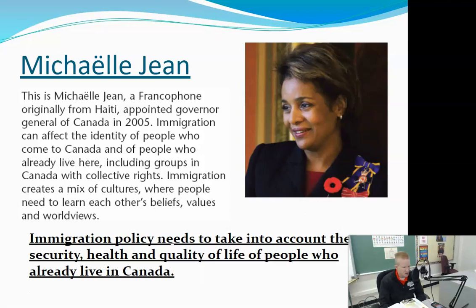Immigration can affect the identity of people who come to Canada and of people who already live here, including groups in Canada with collective rights. Immigration creates a mix of cultures where peoples need to learn each other's beliefs, values, and worldviews.